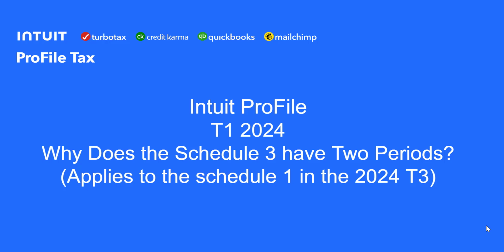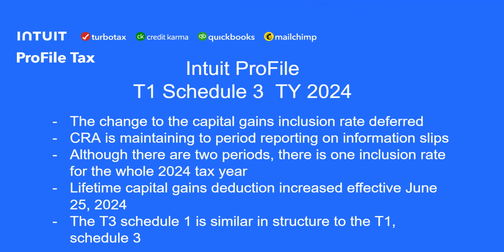This video will have a look at the Schedule 3 for T1 2024 and demonstrate that it has two periods. The capital gains inclusion rate was deferred, but CRA is maintaining the two-period reporting on the Schedule 3. Although there are the two periods on the Schedule 3, there is one inclusion rate for the whole tax year 2024, and I'll demonstrate that.